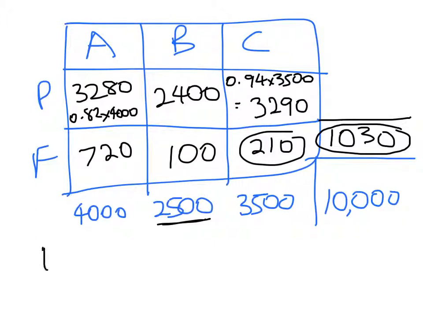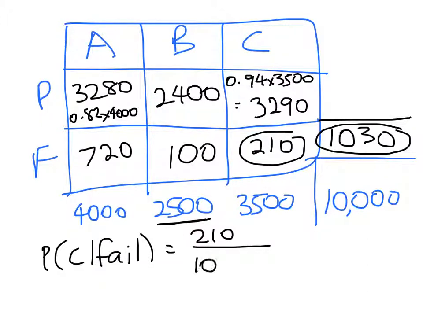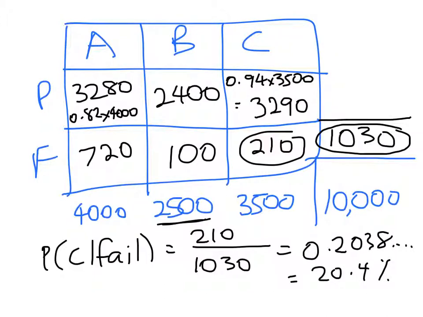So the probability of it being done at C, given that we failed, is 210 out of 1,030. Right, so it's exactly the same answer as we get by using the formula. So that's 0.203, and that's 20.4% to 1 dp. Okay, so there's two different ways to answer that question.